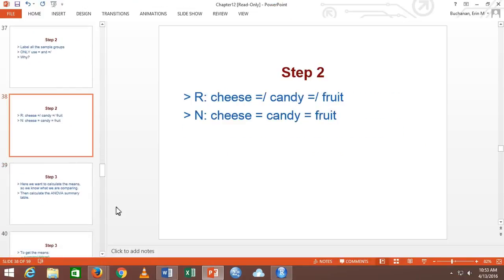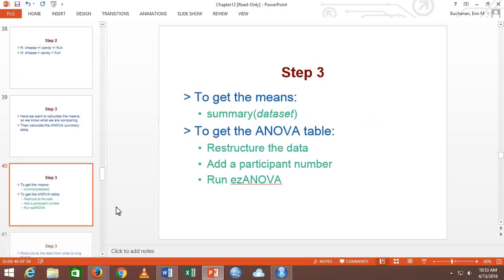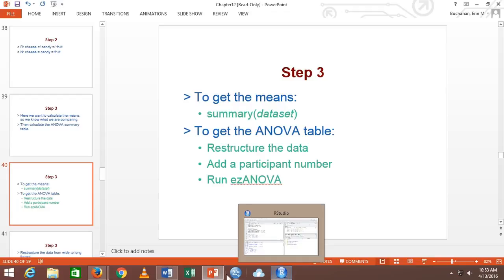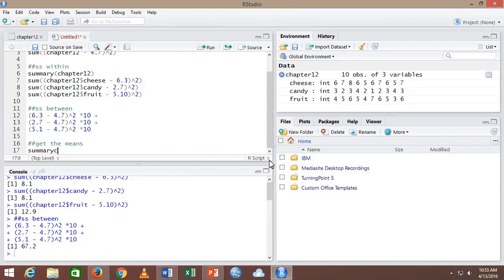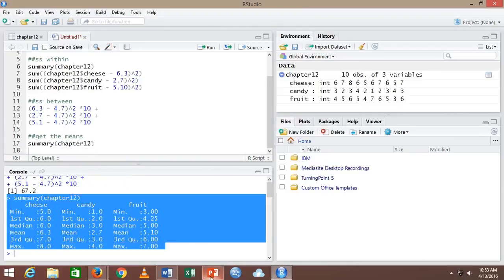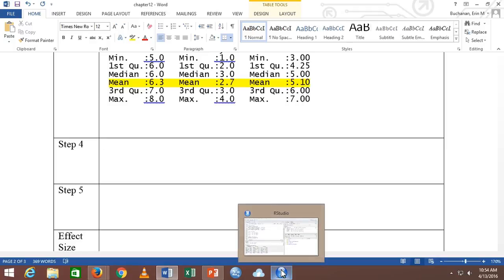All right. So the next step, I just wrote it out like this. We'll want to calculate those sample means, so we know what we're comparing, and then we'll calculate the summary table. To get the means, it's a summary of the data set, which we've done, so let's do that. Means, chapter, we've actually already done this. So you can cut and paste this output in there. I'm really interested in the means. We're not going to use those at the moment, we're going to use them later, but that's what I'm most interested in.